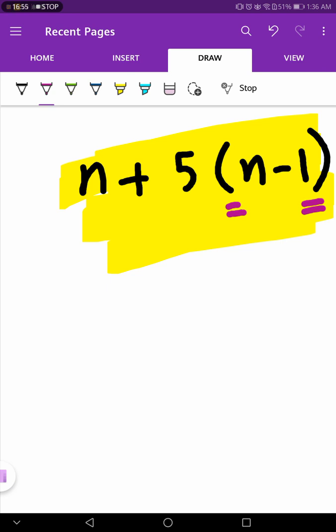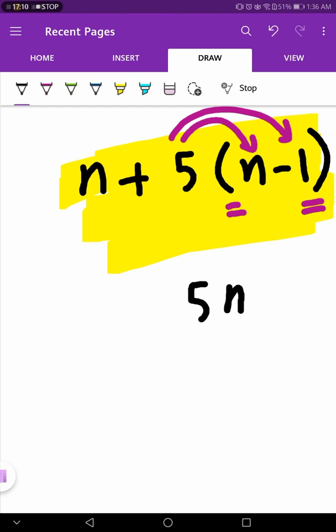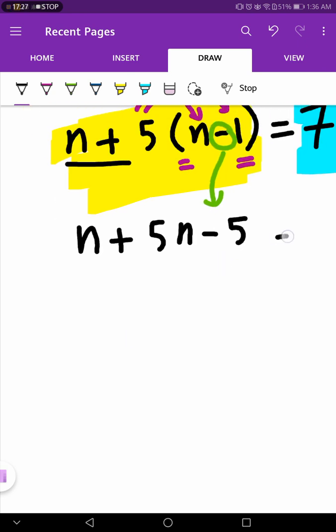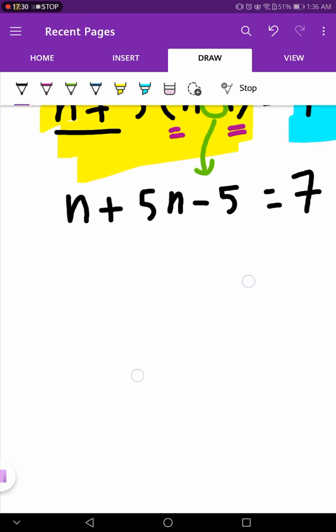Okay, how can we break it? Yes, you can break it by multiplying the 5 by the n and the 5 by the 1. Okay, let's go. 5 by n equals 5n, 5 by 1 equals 5, and don't miss the negative. Bring it down, which is here, and I will copy the rest, which equals 7.